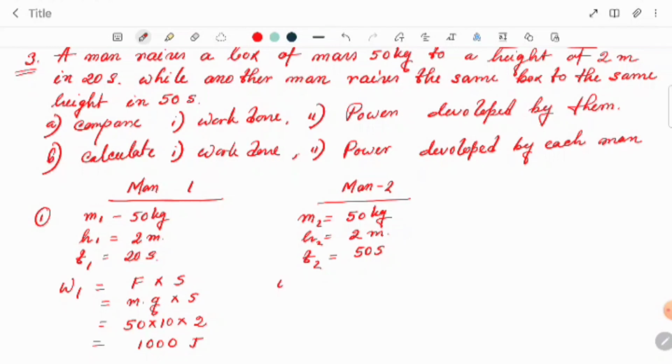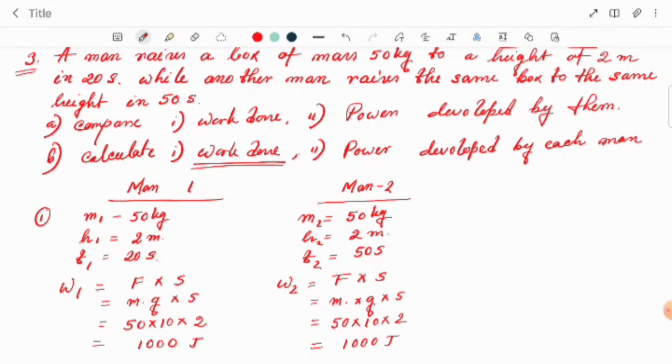Now for man 2 we are going to calculate the work done. So we can say F into S. Here also both are same. F is mass into acceleration, acceleration means g only, and s means it should be the height only. So mass is the same, 50 into 10 into the height, which is also 2. So ultimately we get 1000 joule here also. So the work done we have calculated.